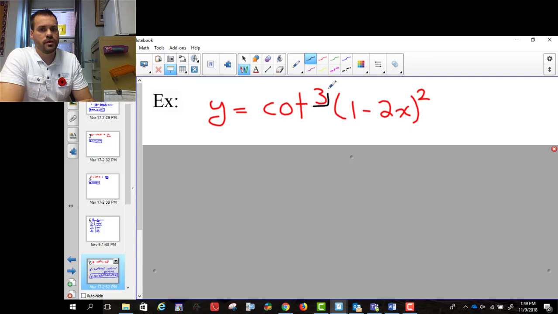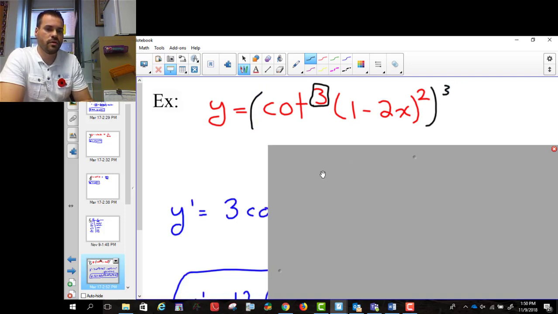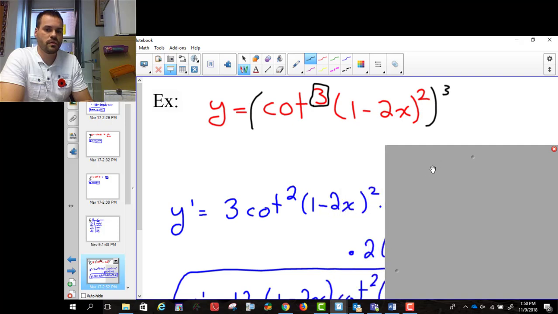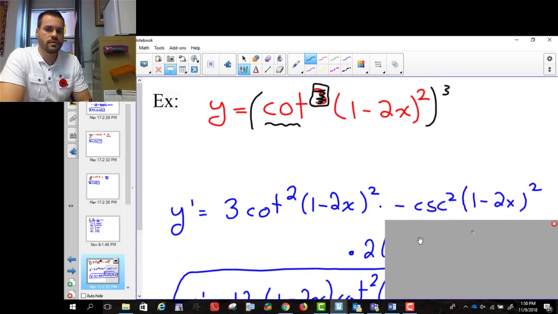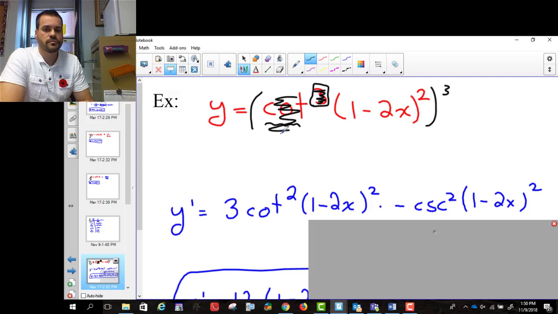So first of all, that 3 is really saying this. We have to deal with the 3 first. So we're going to go 3 cotangent squared of this. That's our first step. Then we've dealt with the 3. Then we have to deal with the cotangent, because it's cotangent of something squared. The derivative of cotangent, you remember, is negative cosecant squared. So now we've dealt with the cotangent. Then we have to deal with the derivative of this.